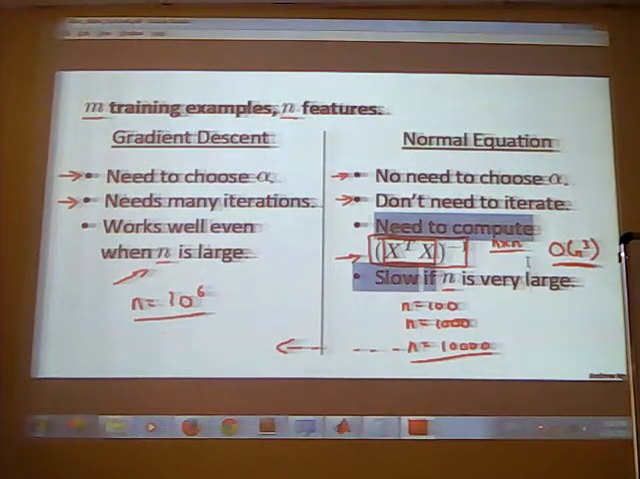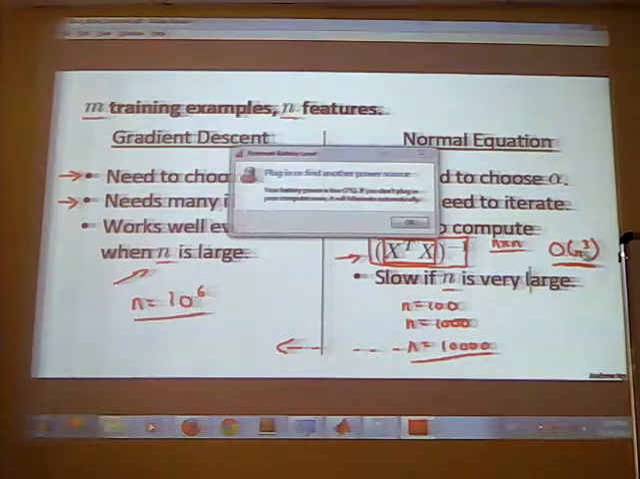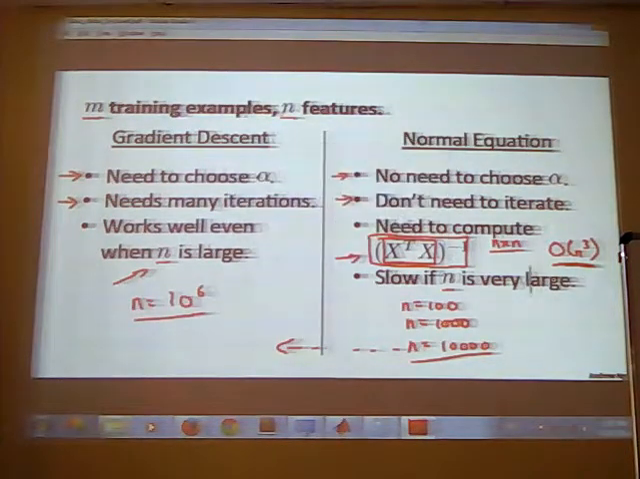Because the complexity rises to n cubed. So for a large value of n, we always prefer gradient descent, and for a small value of n, we prefer normal equation. So normal equation will be slow if n is very large.